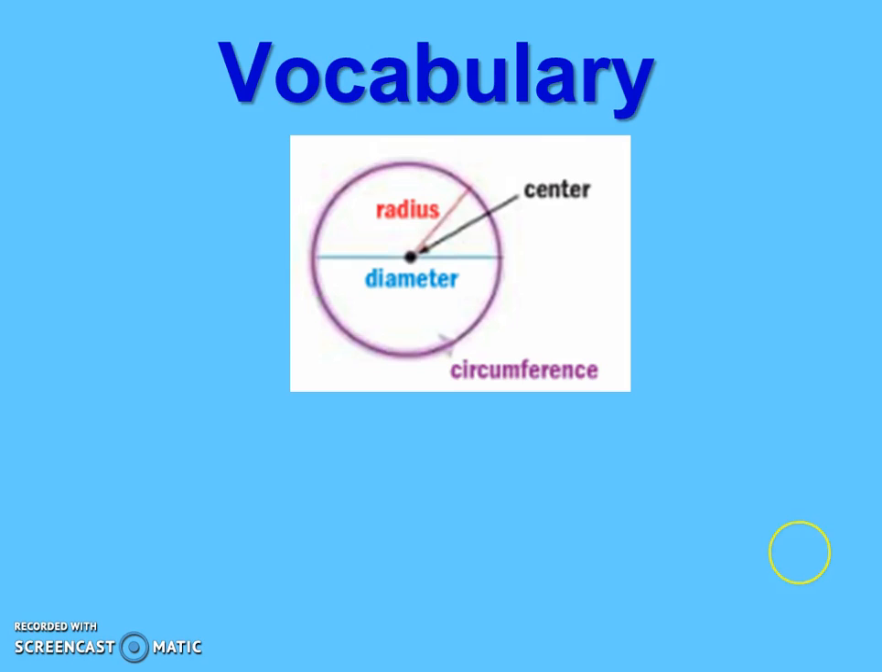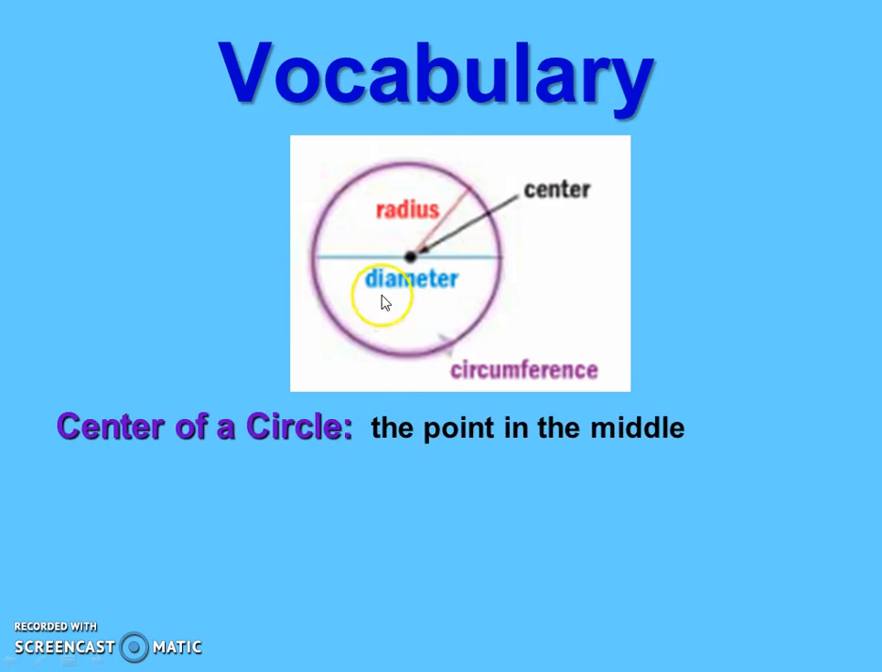a circle. Okay, so first thing we need to do is talk about a little bit of vocabulary. Hopefully the words in this picture look familiar to you. We have what we call the center of a circle, and so basically that's just the point in the middle. Every point on the circle is the same distance from the center. That's kind of the definition of what a circle is.